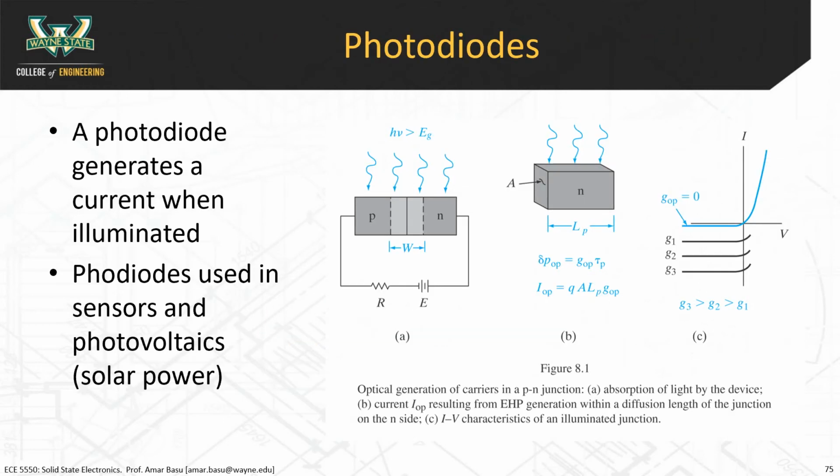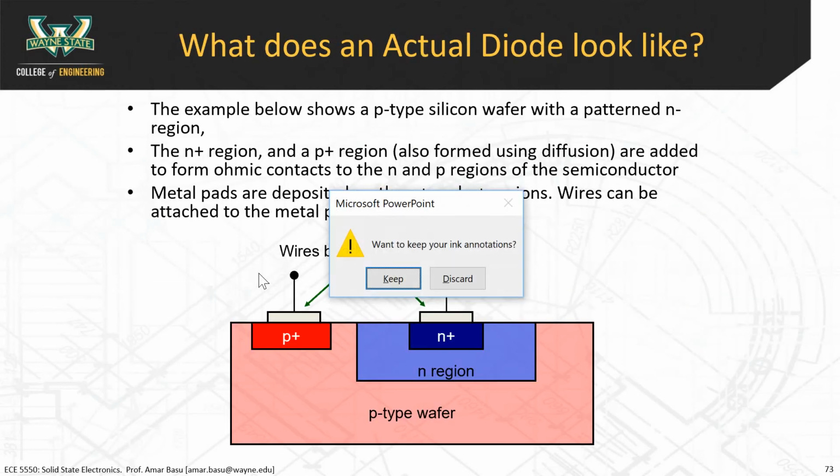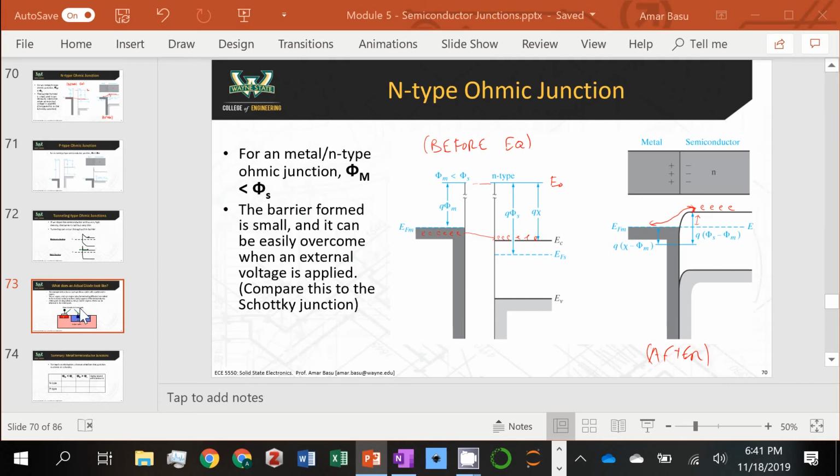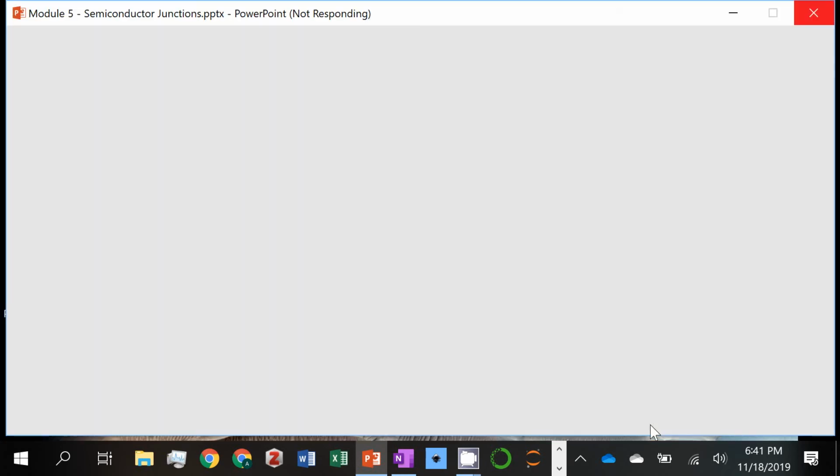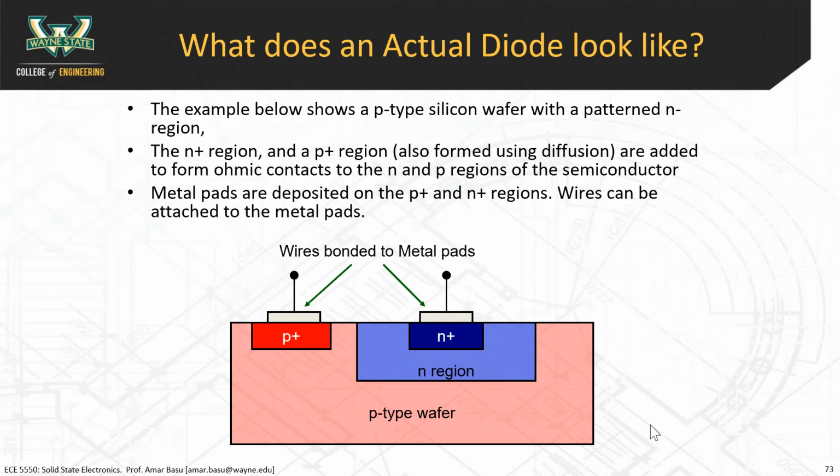Why is my... yeah, once it's in ink mode, it doesn't let me use my mouse anymore. That's why I have to wait and restart it. Yeah, it's kind of annoying, but anyway.